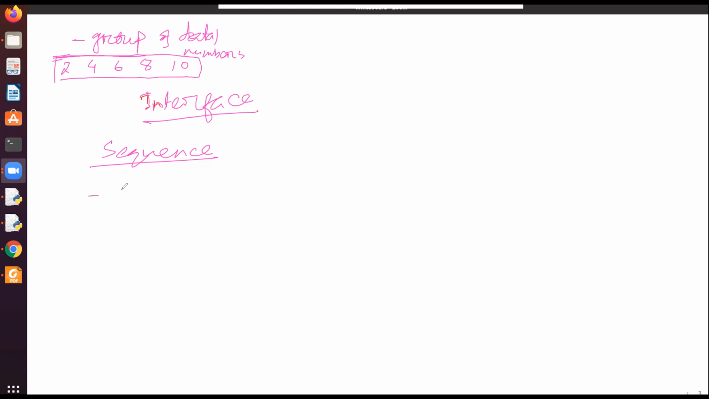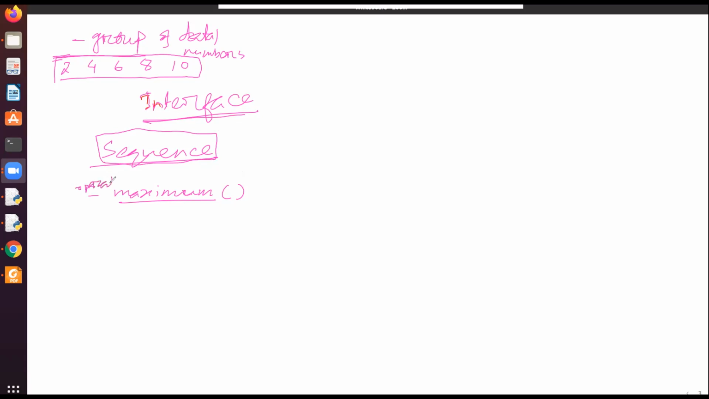Say for example, we might want to have an operation to find the maximum from the sequence. So this might be a function. You can call that function the maximum function, that might give the maximum number from the sequence. This is an operation that can be defined by the interface, the sequence interface. The name of the interface is sequence interface. And the name of the operation is that?